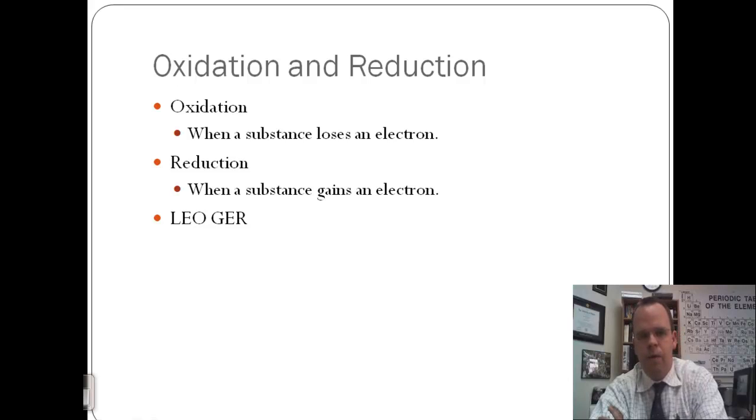There's a mnemonic to help you memorize that. Leo, grr. Think of Leo the lion saying grr. Leo: loss, electron, oxidation. Grr: gain, electron, reduction. So oxidation, loss of electron. Reduction, gain of electron. Easy way to memorize these two definitions. Leo, grr. Think about the lion.